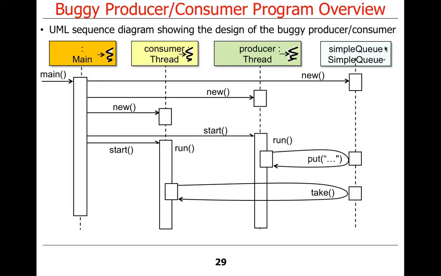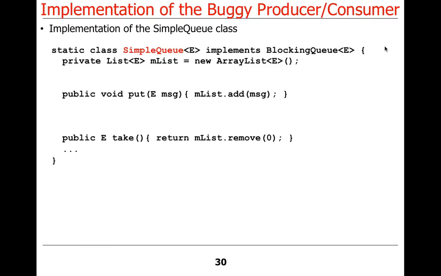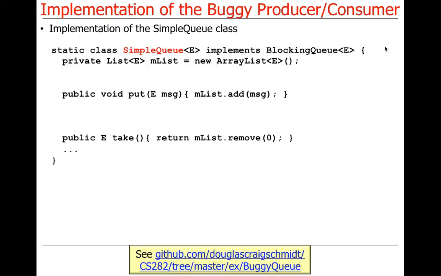One of the threads, the producer thread, is going to go into a loop putting stuff into the simple queue. And the other thread, the consumer thread, is going to go into a loop taking stuff out of the queue. So that's the idea. At least that's what we're trying to do, right? So here's our simple queue. And if you take a look here, you will find the implementation, of which I'm going to give you the Cliff Notes version.